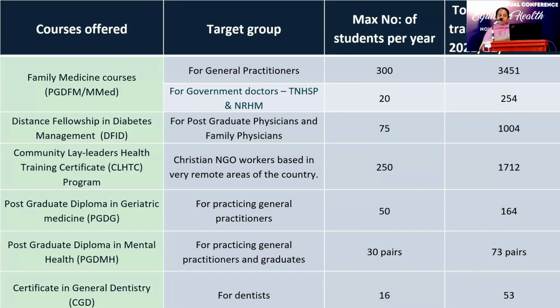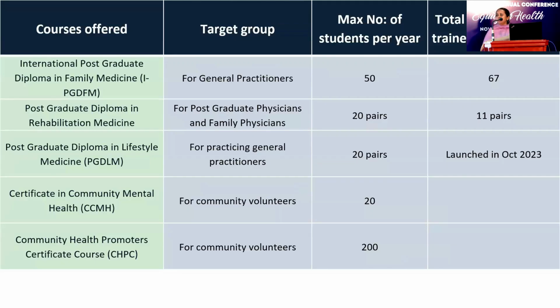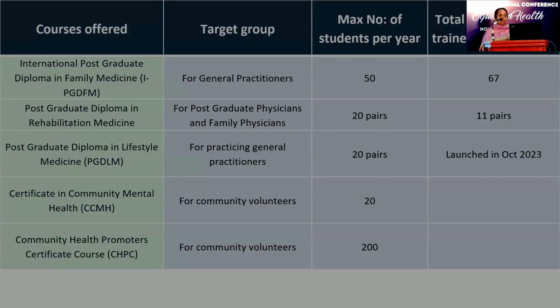I won't go through them. I won't go through the numbers. The only thing I'd like to say between this slide and the next one is that all our courses, no matter which one it is, diabetes, geriatrics, family medicine, mental health, the focus is on primary care. So, we're not training for people who are going to be working in a tertiary center, but really looking at primary care, because 80% of things can be taken care of right there at the primary care level.